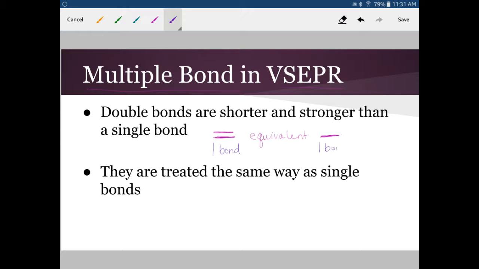So if we are looking at the number of bonds, this is equal to 1 bond, and this is equal to 1 bond. Just because we call this a double bond doesn't mean that there's 2 bonds present. It's 1 bond that is just a little bit shorter and stronger than a single bond. But this is still equivalent to 1 bond. That is very important to note as we move forward. Same with a triple bond. There might be more electrons, but it's still considered a single bond. So they're treated the same way as single bonds.